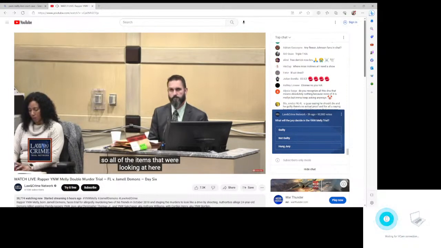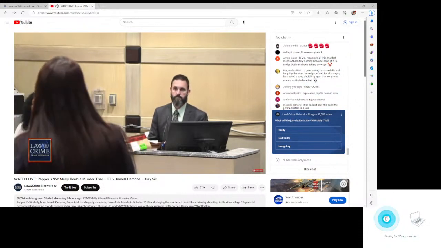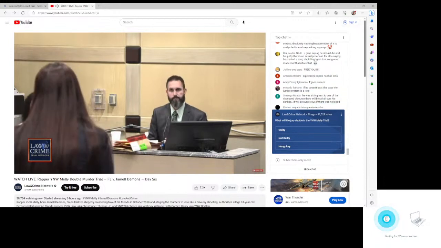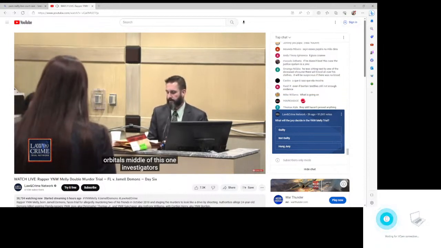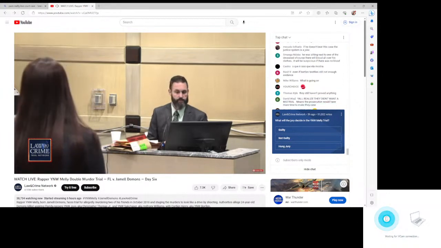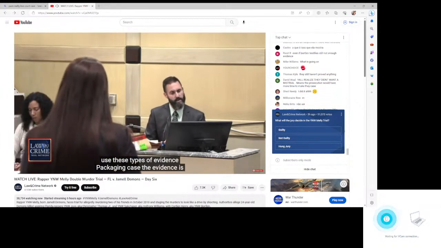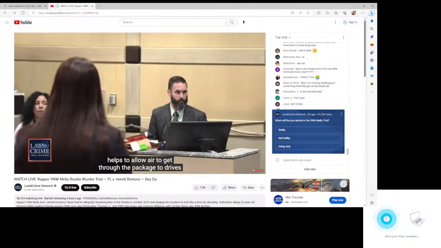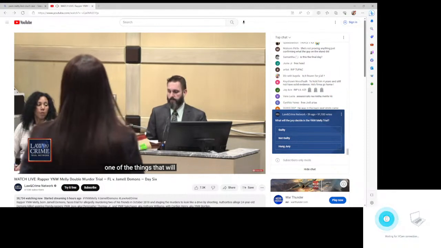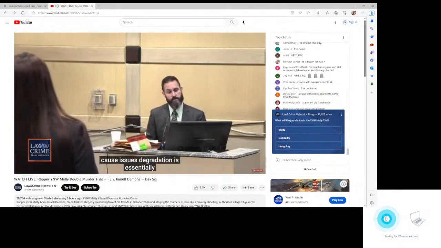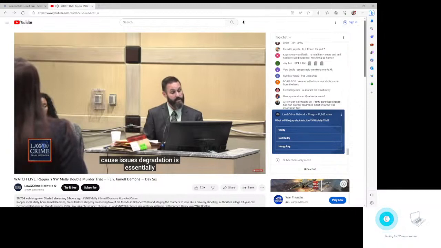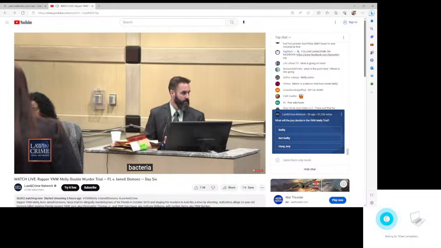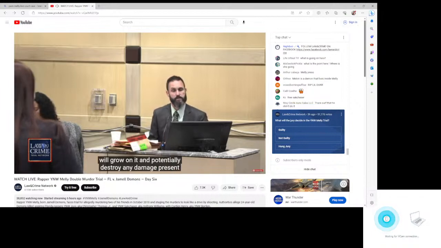So all of the items that we're looking at here, Mr. Rose, are packaged in paper bags or manila envelopes, yes. Why is that? The investigators use these types of evidence packaging in case the evidence is wet. It helps to allow air to get through the package to dry it. One of the things that will cause degradation is having a biological stain remain wet, and mold, mildew, and bacteria will grow on it and potentially destroy any DNA that's present.